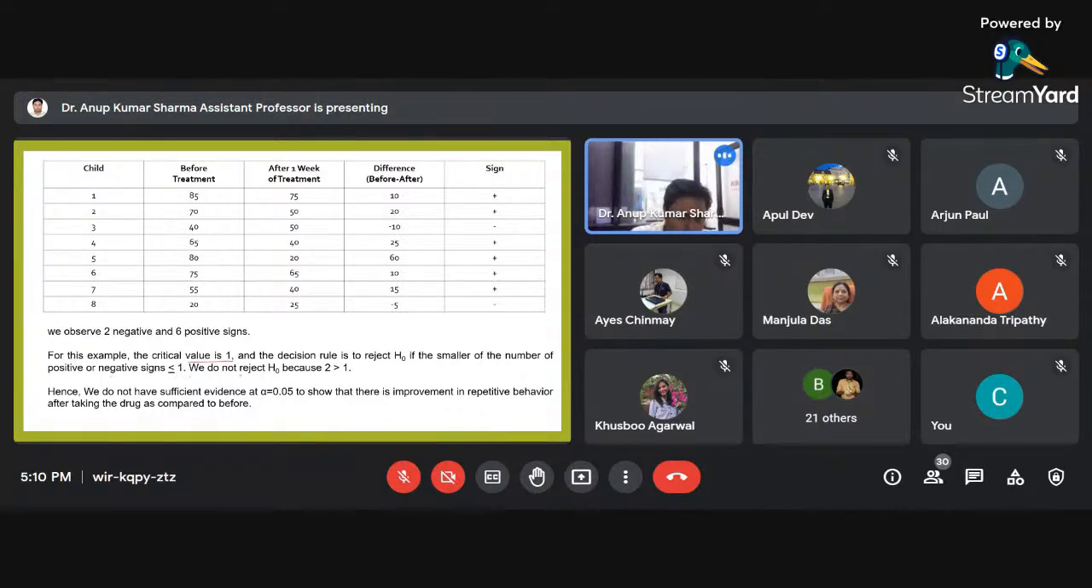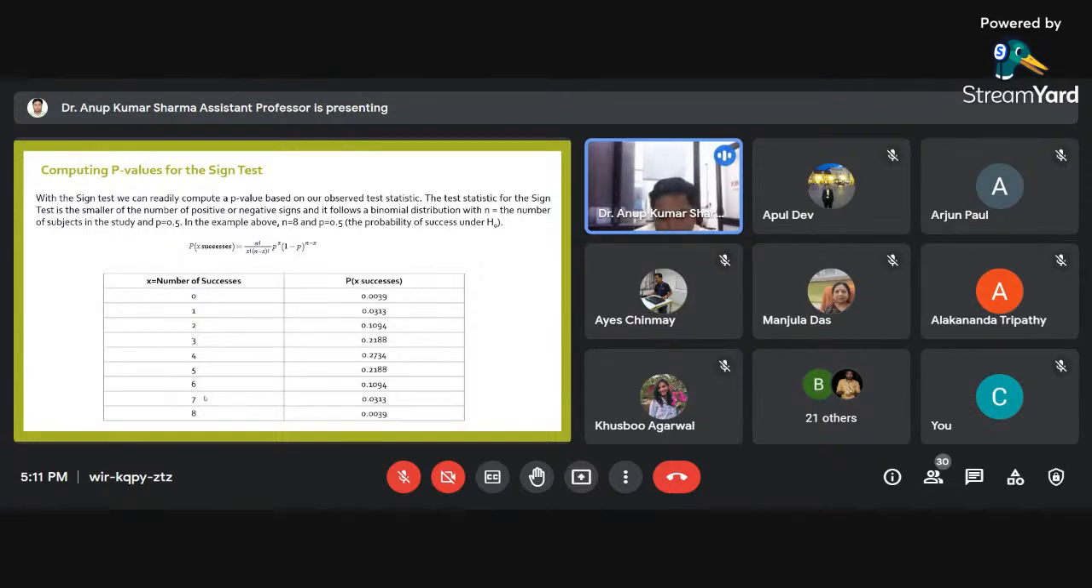It is written that we do not reject, because 2 is greater than 1. The critical value for the sign test here is 1 and we are getting 2, which is greater than 1, at this alpha level of significance. So we do not reject. That means the treatment is giving no change. We do not have sufficient evidence at this alpha to show that there is an improvement in repeated behavior after taking the drug compared to before.